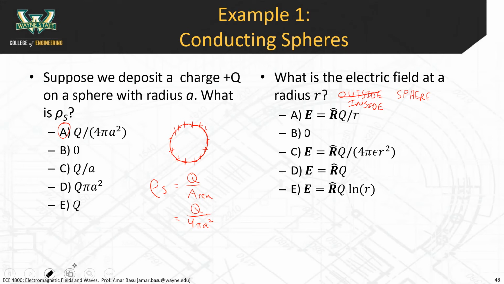The simple reason for that is that, as we said on the last slide, the electric field inside a conductor, everywhere in here, is equal to 0. So at any point r that's less than the radius of the sphere, the electric field is equal to 0. So this is the correct answer here, and all these other ones are not. Electric fields can emerge in materials if the material is not a perfect conductor.